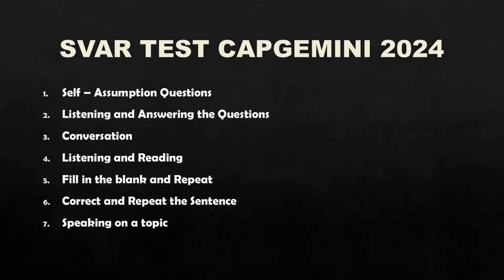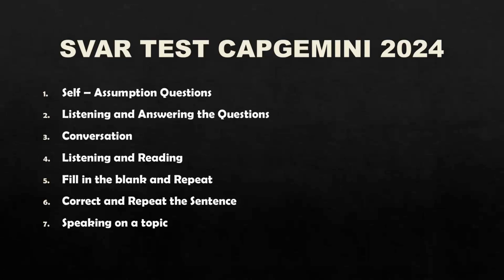Okay. And the fifth is fill in the blank and repeat. They will give you some sentence, and there might be a missing word. They will specify that missing word with a dash, and you have to fill that particular blank. After filling that, you have to repeat that sentence. They are not going to display any of the sentence to you. You just have to listen to it, then fill that blank, and then repeat it. Okay.